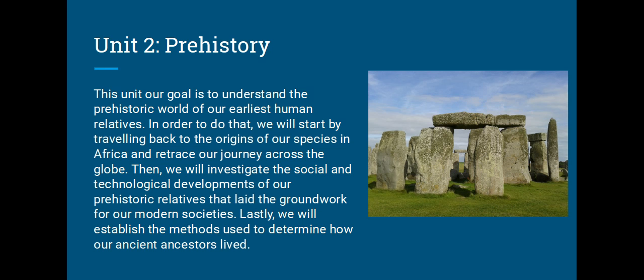So we're going to start by traveling back to the origins of our species in Africa and retrace our journey through the globe. So we're talking about species here. If you're in a biology class or something like that, you're going to hear a lot of similar words here. We're going to have a very scientific look at this time period. And we also need to know things like our continents. You see Africa right there, and then we're going to retrace our journey across the globe. So we need to know what our planet looks like and how humans are going to move throughout it.